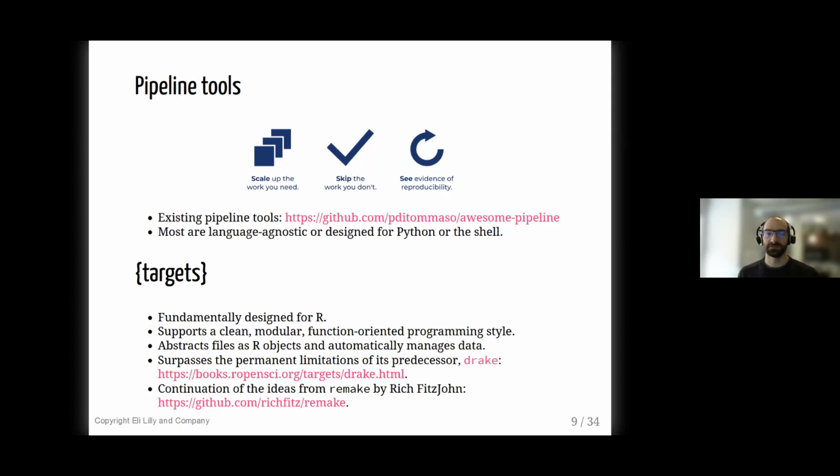So targets is a make-like pipeline tool with all the features I described in the last slide, and it builds on its predecessors, Drake and Remake, which were to my knowledge, two of the few pipeline toolkits that existed for R previously. And like its predecessors, targets is specifically designed to work within R, and it respects a lot of the domain-specific features of the R language, including integration with R Markdown, like I'll show later. It also encourages good programming practices.